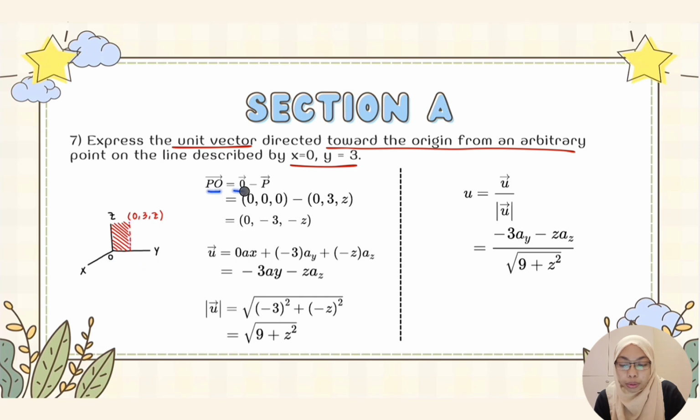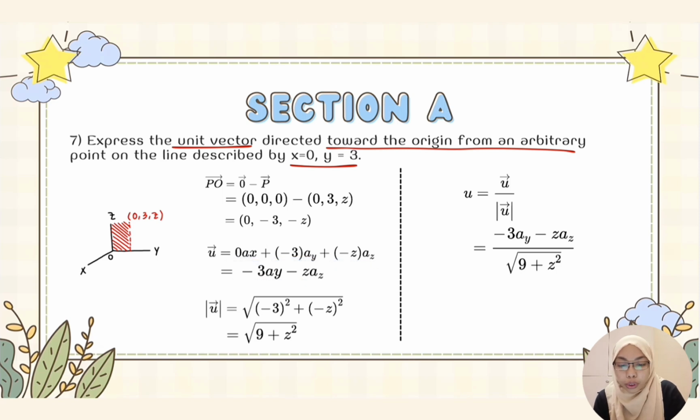PO equal to O minus P, which is 0, 0, 0 minus 0, 3, z. We use z because we do not know the value of z. So, we can get the answer is 0, negative 3, negative z. After that, we can calculate the vector, which is 0ax plus negative 3ay plus negative zaz. And we can get negative 3ay minus zaz.